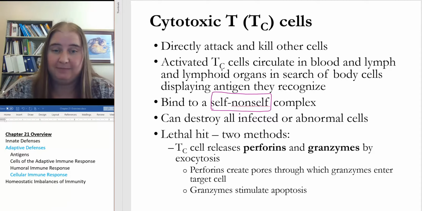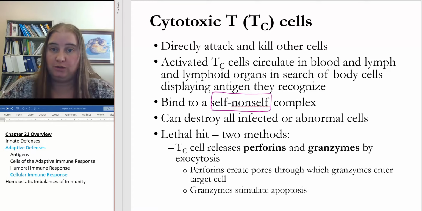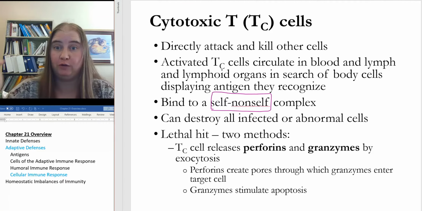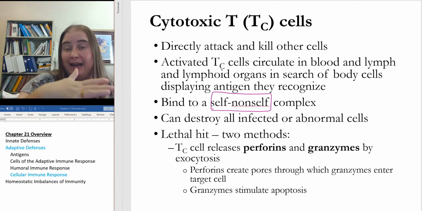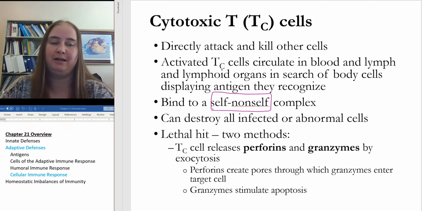Now they only destroy infected cells and abnormal cells, and they do this by a really cool process. Essentially, when they find a cell that's been infected, they release molecules known as perforins, which are a protein, and a group of enzymes called granzymes via exocytosis. So it releases those molecules from vesicles within the T cytotoxic cell. Now the perforins are going to perforate. They're going to form pores in the cell that then allow the granzymes to enter into that cell. And the granzymes then elicit an apoptotic response.